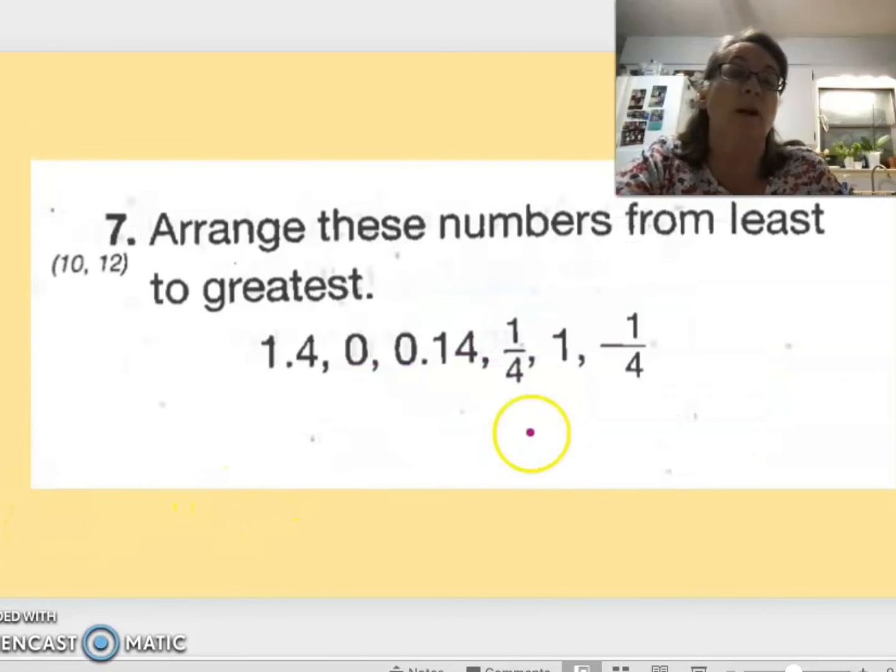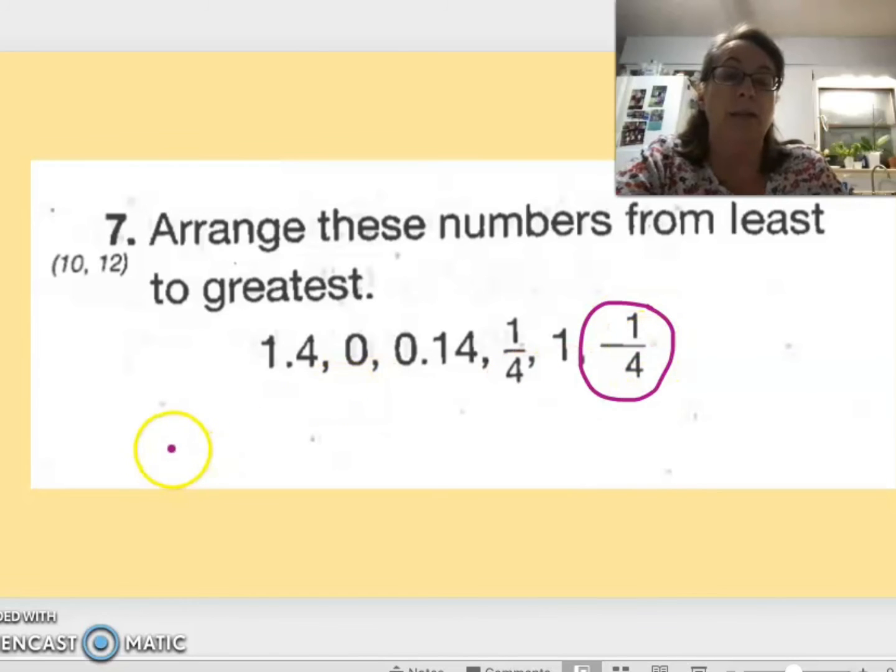Arrange these numbers from least to greatest. Okay, so this one was the one that had kind of a typo. That's negative, negative 1/4. So we're going to put that first. We have a negative 1/4. That's our only other number. So I'm going to mark it off. And we know that 0 has to come next because there's no other negative.